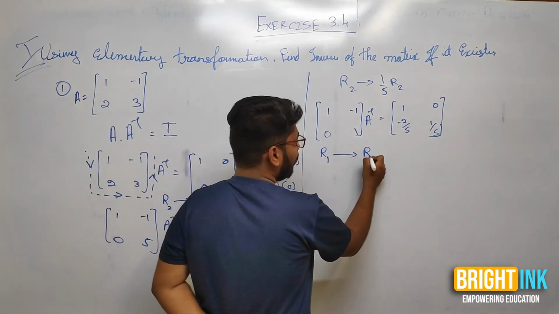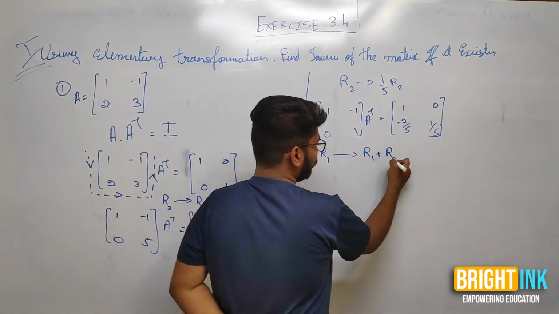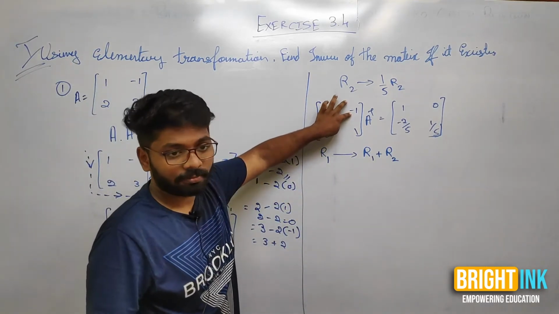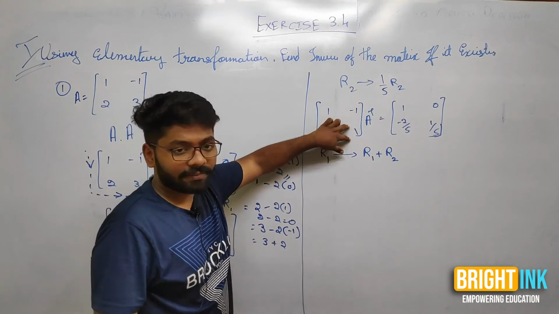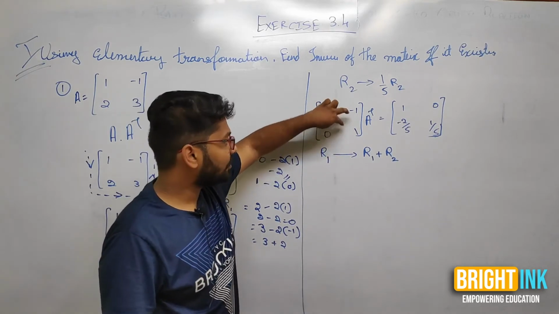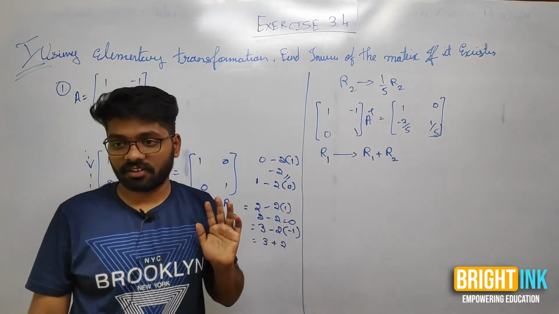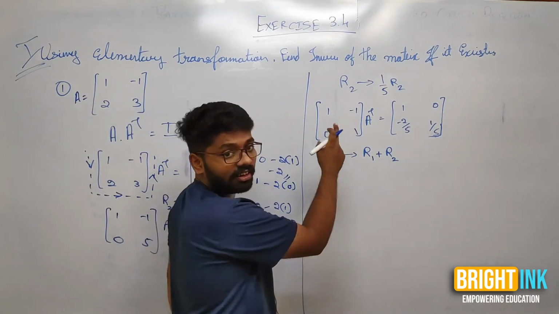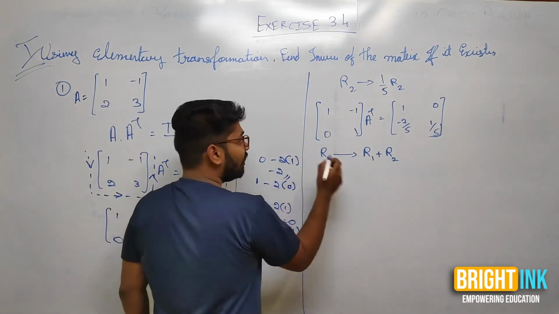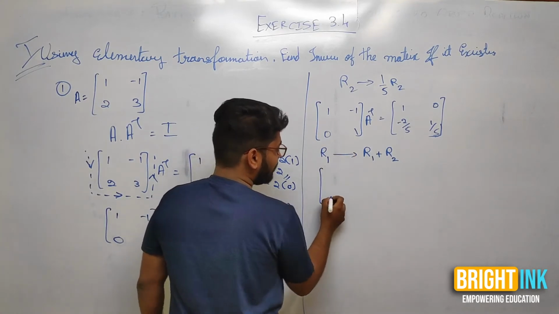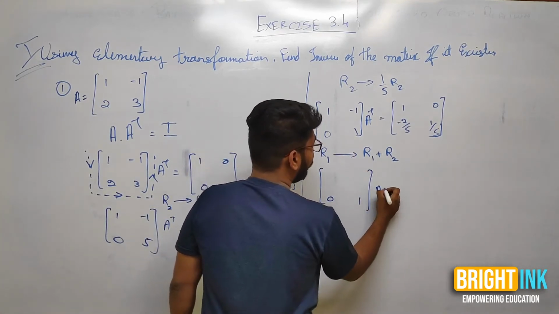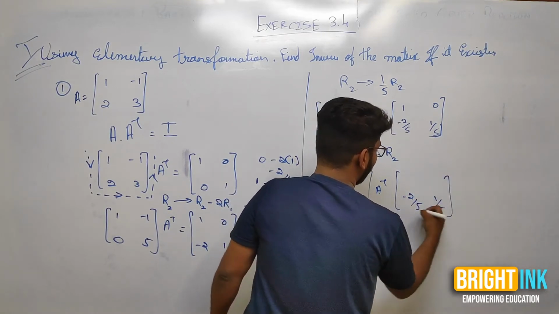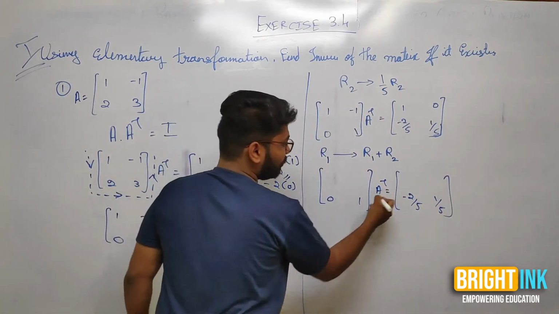R1 changes to R1 plus R2, because R1 is -1 and R2 is 1. -1 plus 1, you are getting 0 or not? Okay. So you are changing R1, and R2 you are not changing anything? No. So write R2 as it is after the first row: -2 by 5, 1 by 5. Okay. In R1 you are going to make all the changes.